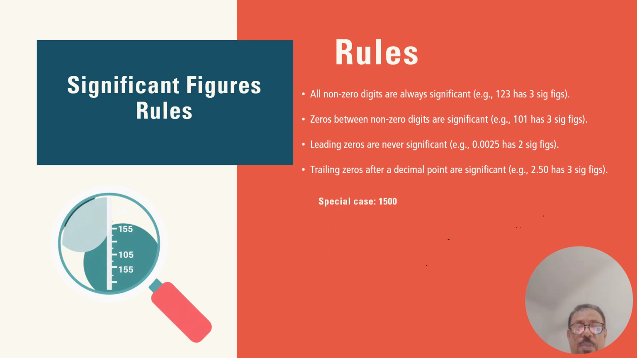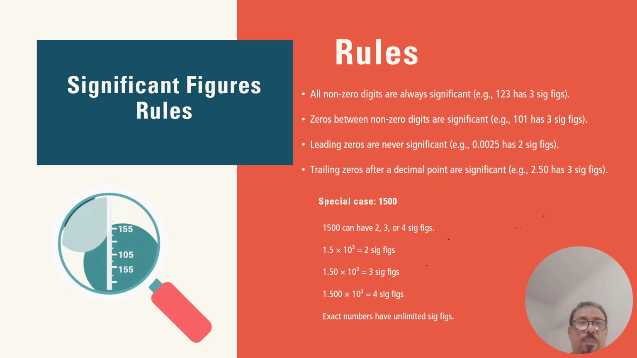Let us see the special case, 1500. It can be written in scientific notation. Yes, this is a good example. I like it. 1.5 times 10 to the power 3 has 2 sig fig. I told you that all the powers of 10 are not significant. 1.50 has the zero after the decimal point, so there are 3 sig fig. Here, with two zeros after the decimal point, there are 4 sig fig.